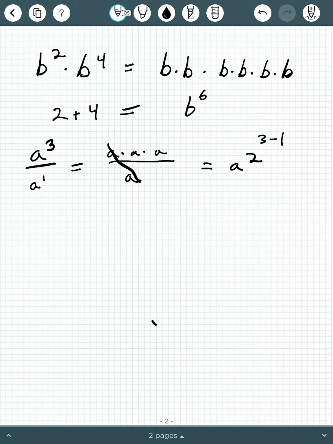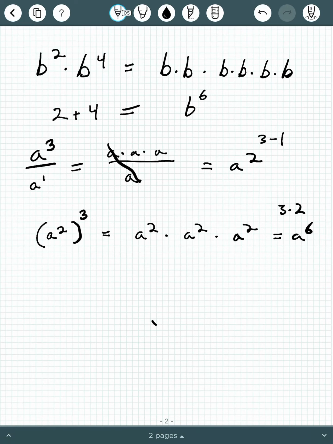Another important fact is what happens when we group things with parentheses. So if I have a squared to the third power, that's actually equal to a squared multiplied by a squared multiplied by a squared again. Well, I know that I can add the exponents when I multiply, so that's a to the sixth. But it turns out 3 times 2 is a shortcut to arrive there. So if we multiply those two exponents, we can get that 6 as an exponent on a.